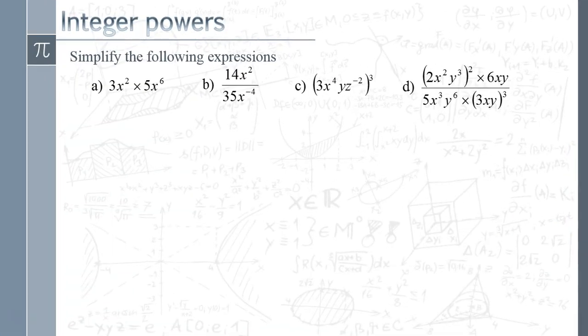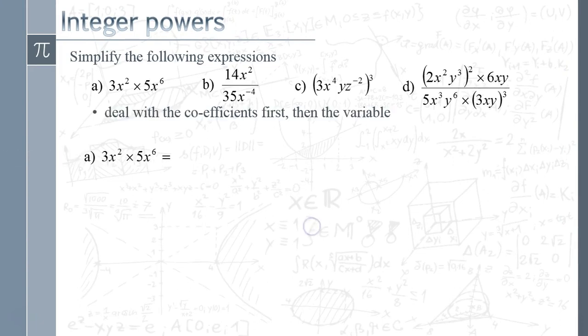So let's take a look at some examples. In each of these cases, the way to deal with these is to deal with the coefficients first and then deal with the variables. So deal with the number part first. In our first example we'll deal with the numbers. That's 3 times 5, which is 15, and then we've got x squared times x to the power 6. It's a simple example of the addition law. So that's going to be x to the power of 8.